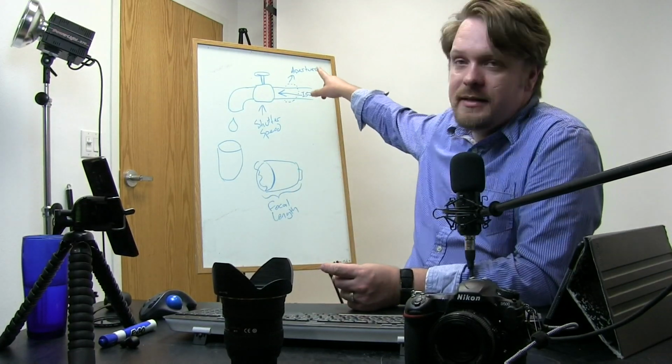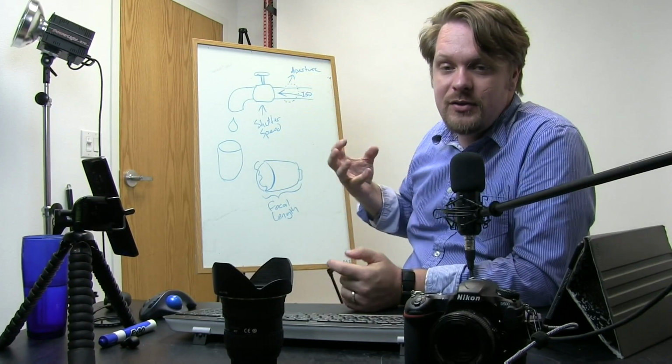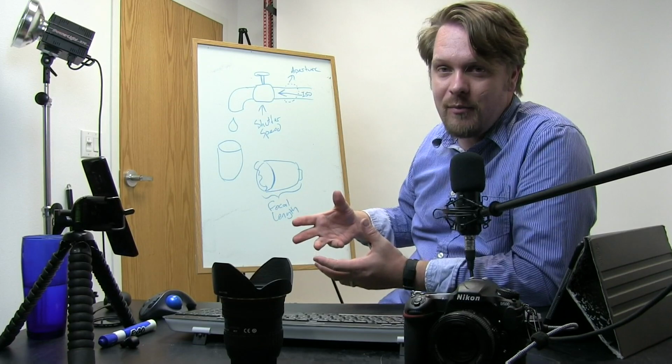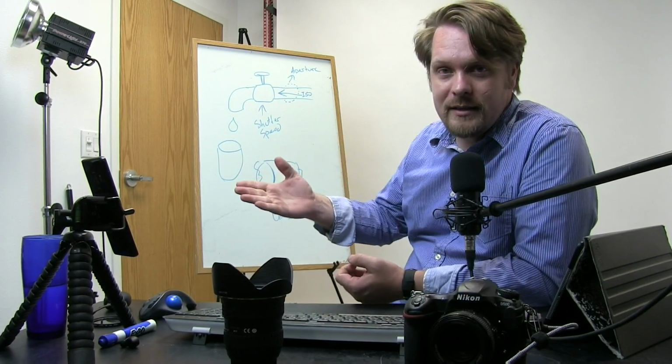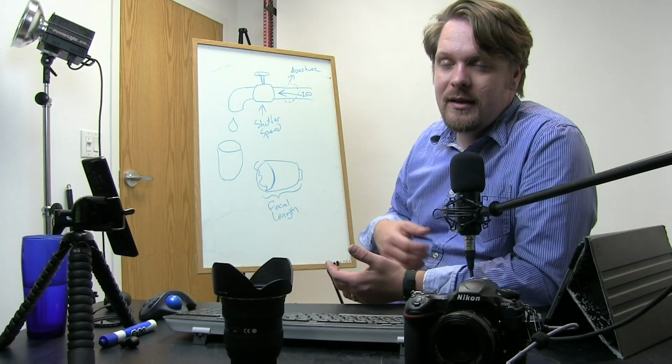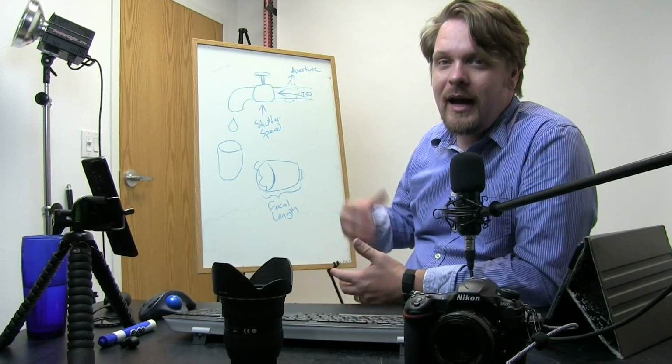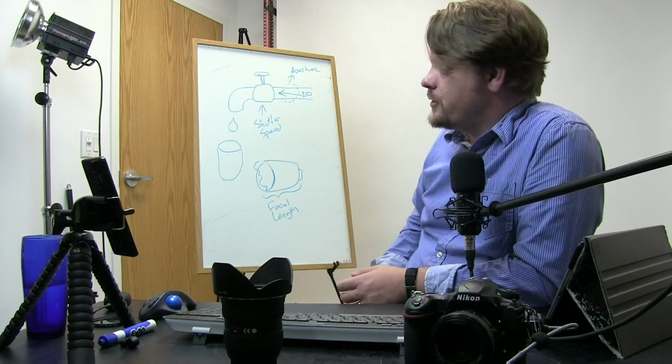The next is aperture. Aperture relates to the size of the pipe. The wider the pipe, the more water. So the wider the aperture, the more light. We measure that in f-stops. The lower that number is, the wider that aperture is. The higher the number, the more narrow the aperture.